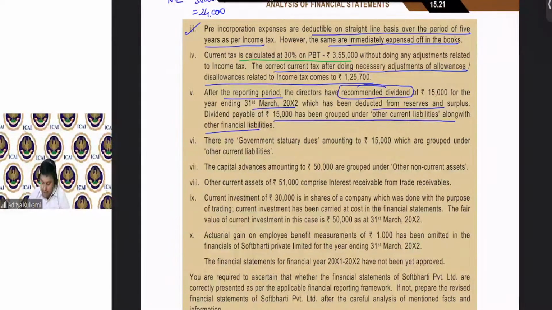Yes. All right. Fine. I got one answer. What about the others? Tell me, is the treatment correct? Absolutely right. All of you have given the right answer. So 15,000 is the recommended dividend. It is not approved by shareholders. So all you have to do is give it a note, but do not give any adjustments.